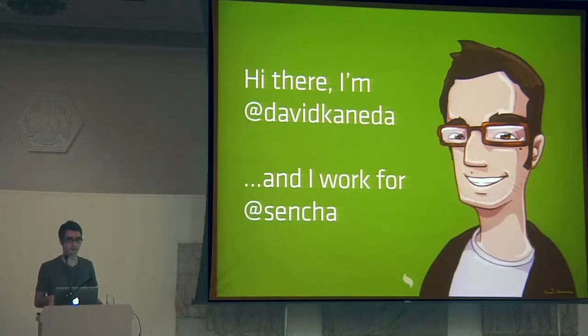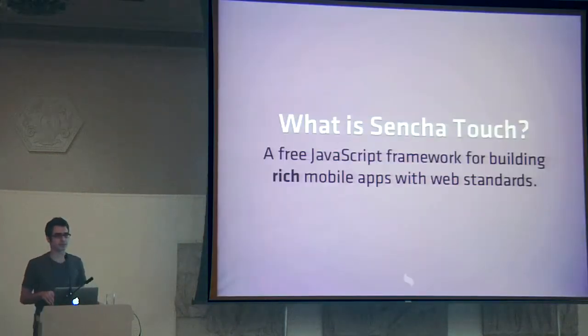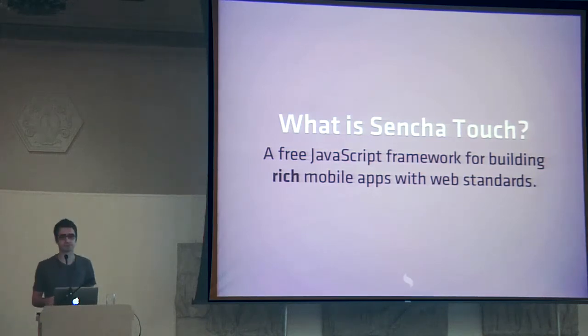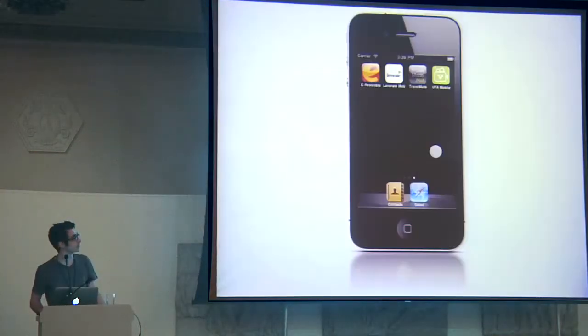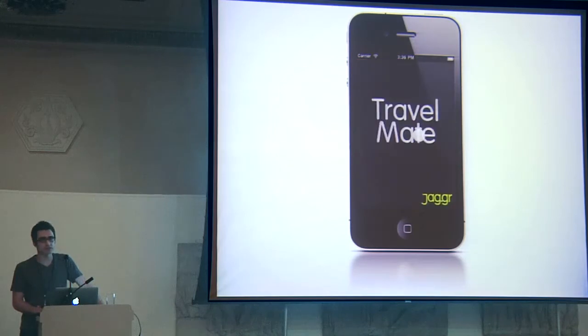Full speed ahead. So Sencha Touch is a free JavaScript framework for building rich mobile apps. We are an object-oriented framework, so we use the classical inheritance model. We have things like MVC, we have things like data. I'll talk more about those in a little bit. But first, I think it's important that you get an idea of what it can do. So I'm going to show a couple apps.